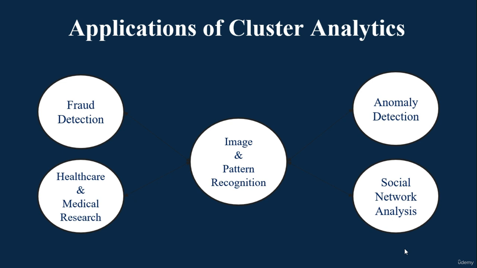Anomaly detection is the identification of rare events or outliers in the data. Cluster analytics helps detect anomalies by clustering normal data points and identifying those that do not fit into any cluster.